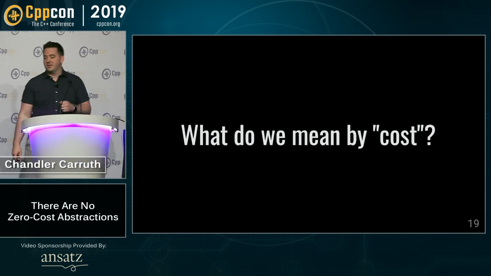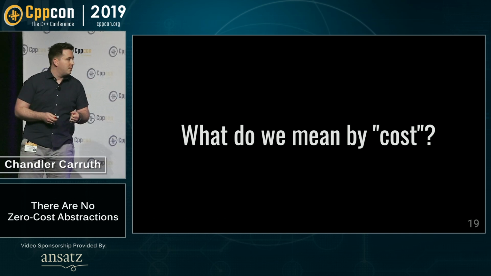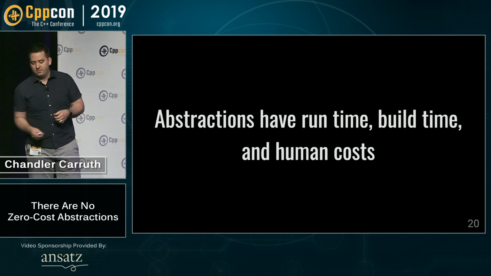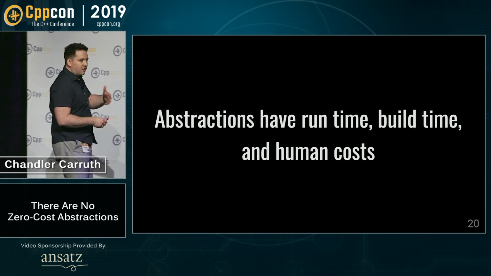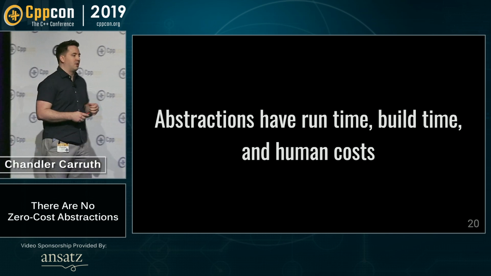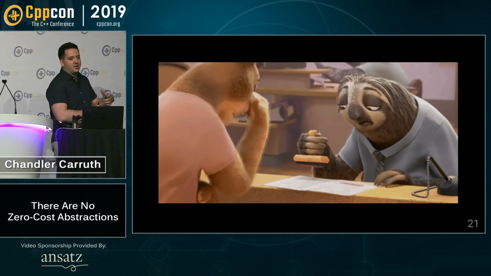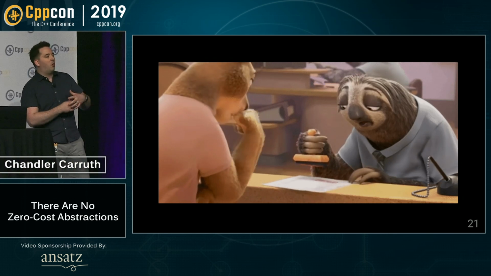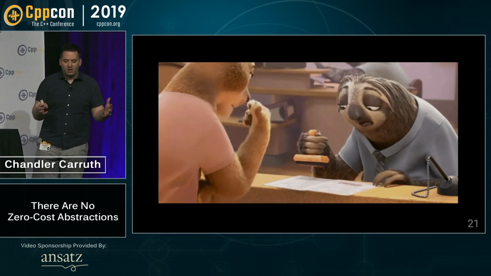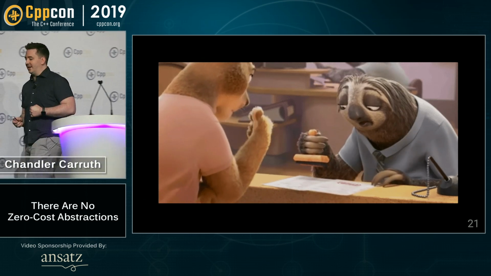Okay, so those are abstractions. But what do we mean by cost? What is the cost of an abstraction? And we can break this down into a few areas. The primary cost is going to be runtime, but we also want to think about build time and human time cost. Now, runtime, we understand. If you use too many abstractions, everything slows down, your whole program feels laggy and slow and weird, and it's really frustrating. Almost as frustrating as the DMV.